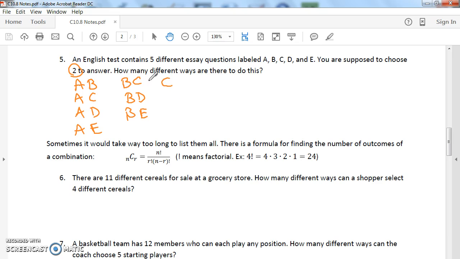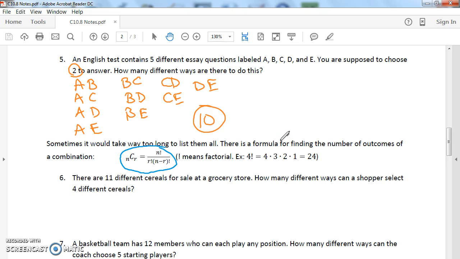If we include C, we've already listed C with B and C with A, but not D or E. And we haven't listed D with E yet. So this gives us 4, 5, 6, 7, 10 different ways that we can choose 2 of those 5 essay questions to answer. Now, of course, there's a mathematical shortcut for this as well, and that's this formula right here.